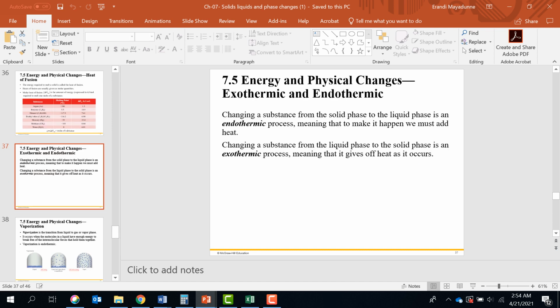So changing a substance from the solid phase to liquid is an endothermic process, meaning we must add heat. Changing a substance from liquid water to ice is exothermic, it releases heat.